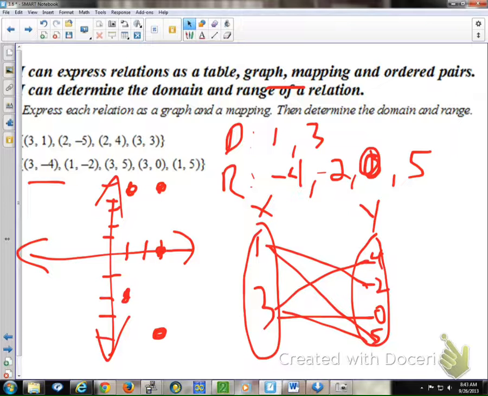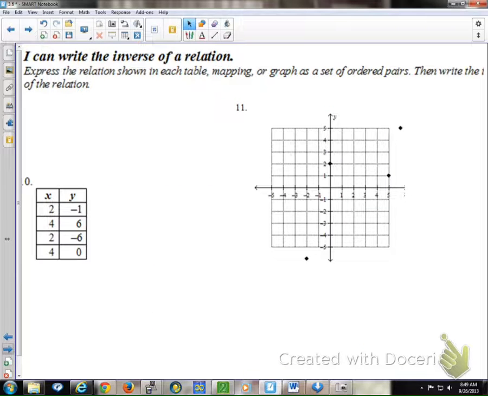We're almost done, I think. Not too many left. I can write the inverse of a relation. Okay, express the relation shown in each table, mapping or graph or set of ordered pairs. Who we get to choose. Then write the inverse of the relation. Okay. This is probably the one thing that was the hardest thing to find yesterday. Who found this? Who found inverses in the book?